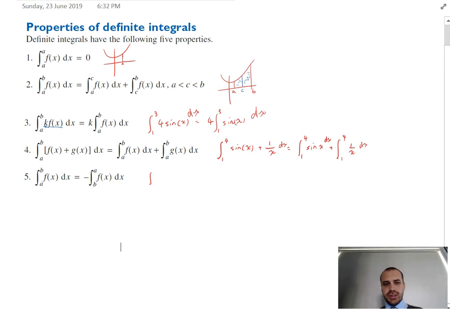So there's the properties of definite integrals. We still haven't looked at how to do them algebraically, but that's coming up next.